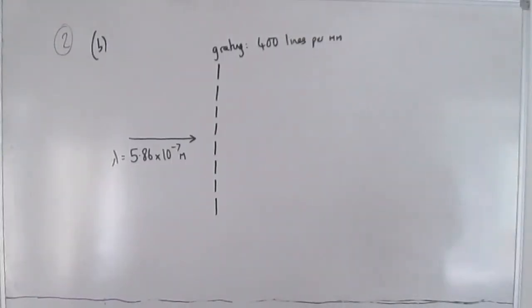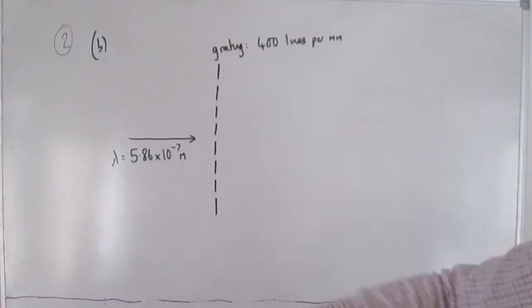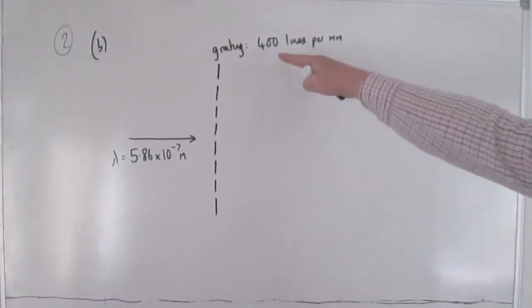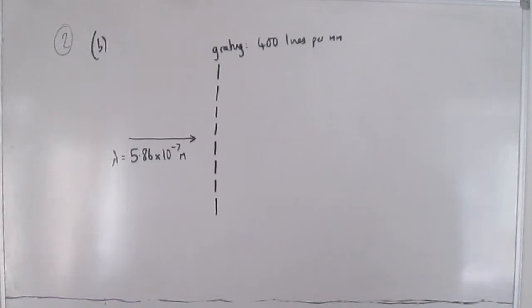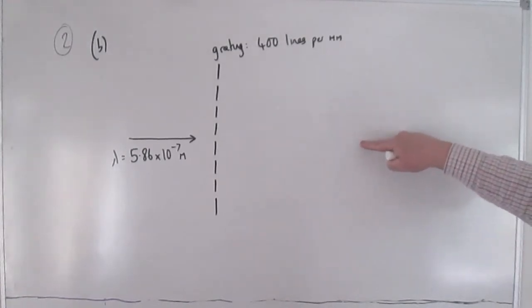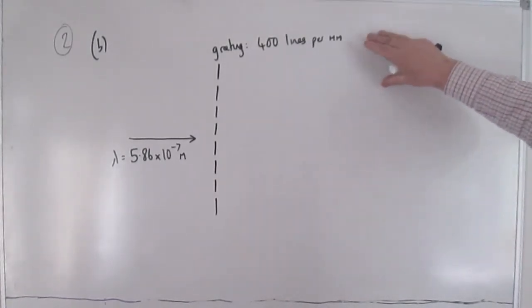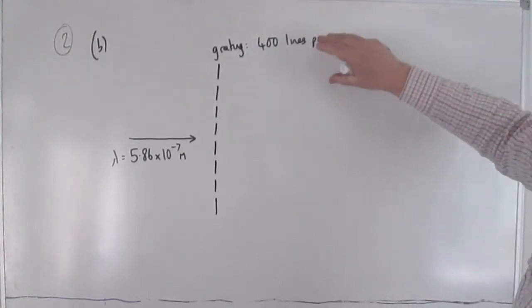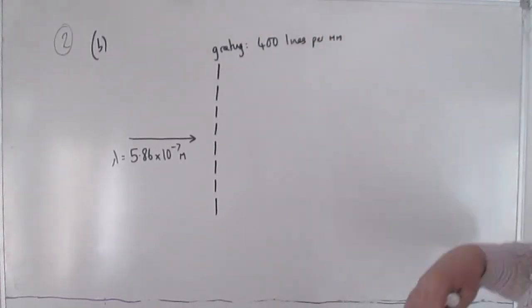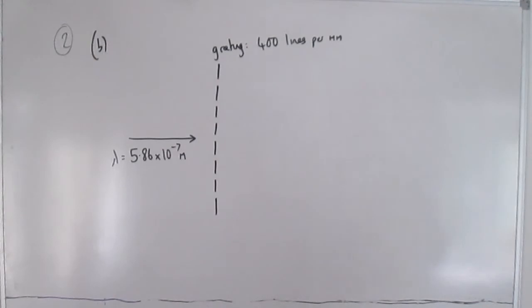2 part B then is a diffraction grating question. So we've got this incident light coming in, and we've got a grating with 400 lines per millimetre, and it wants to know the angle between the straight through image, which is going to be directly in front, and then the first order, so the first image to either side of that one.